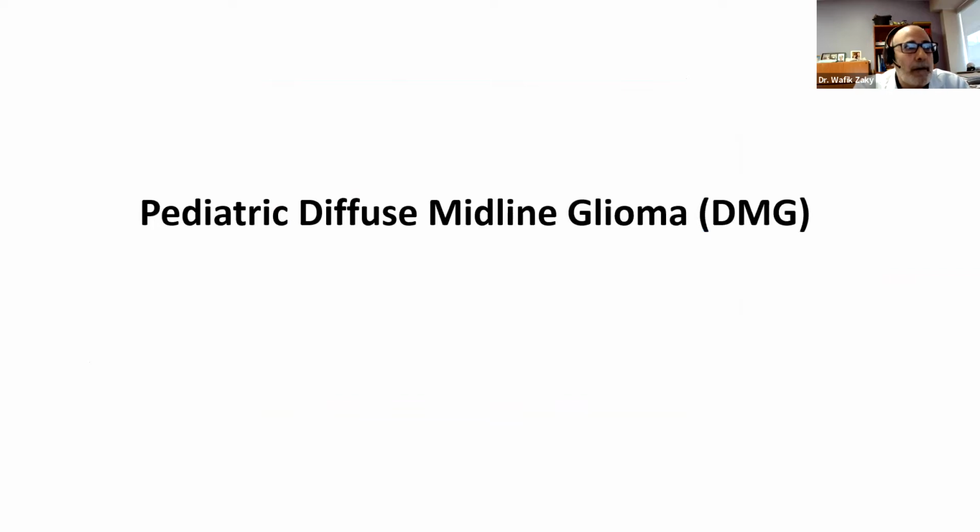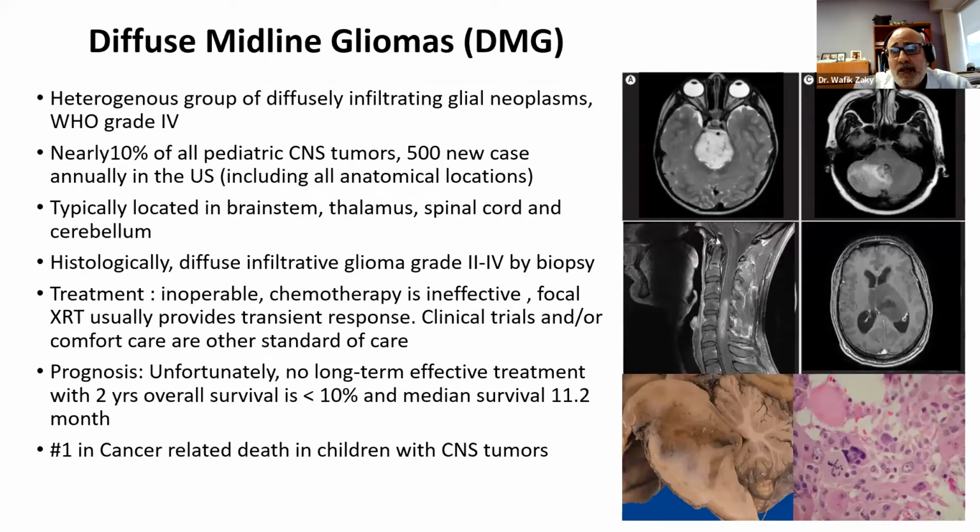Now I'm going to shift gears to talk about the diffuse midline gliomas. So this is a new name. The old name is DIPG, but since the WHO classification, they lumped multiple midline tumors under this category. So it's a heterogeneous group of diffuse infiltrating glial neoplasms. It's WHO grade 4. When they have the histone mutation, this group constitutes about 10% of all pediatric CNS tumors, and there are about 500 new cases diagnosed annually in the US in all anatomical locations.